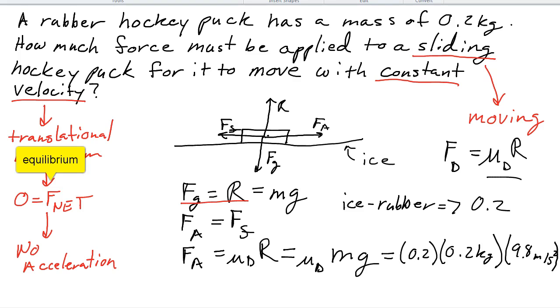I can solve this now. 0.2 times 0.2 times 9.8 gives me an answer of 0.4 newtons. So in order to keep the hockey puck sliding at a constant velocity, I need to apply 0.4 newtons of force to it. That's it.